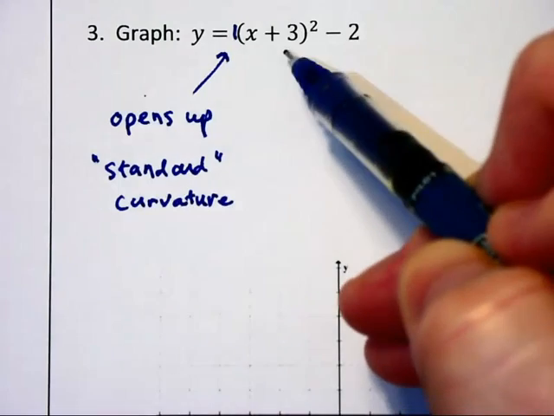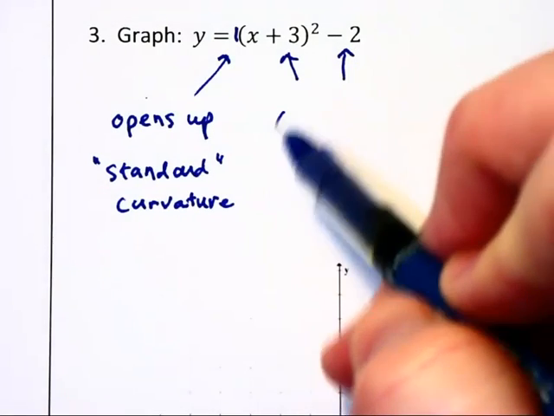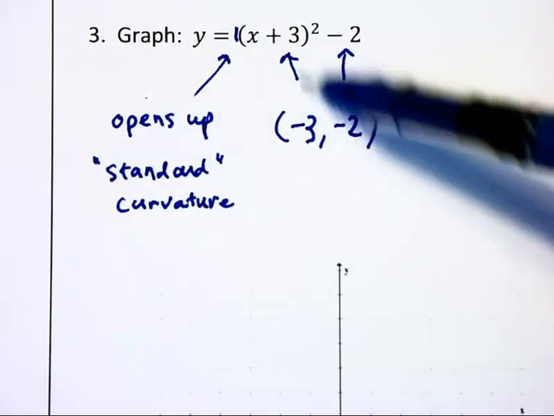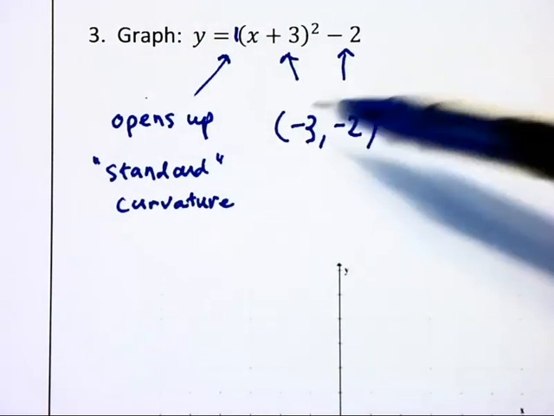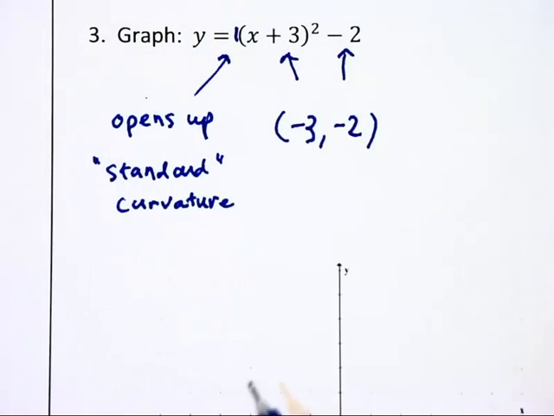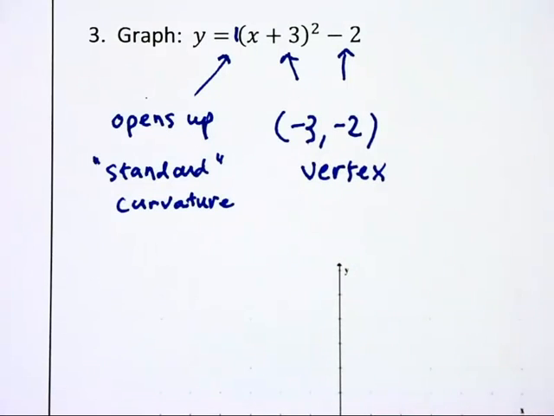Now, the vertex can be found by looking at these other two values, and the vertex will be at -3, -2. Notice I changed the sign on the -3 coming out of the parentheses because h is what we're looking for, but we have x minus h there in the formula. So that is our vertex.